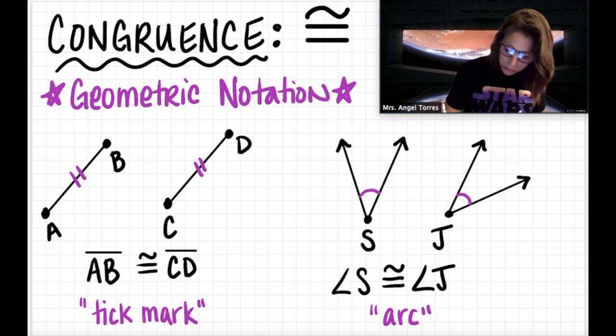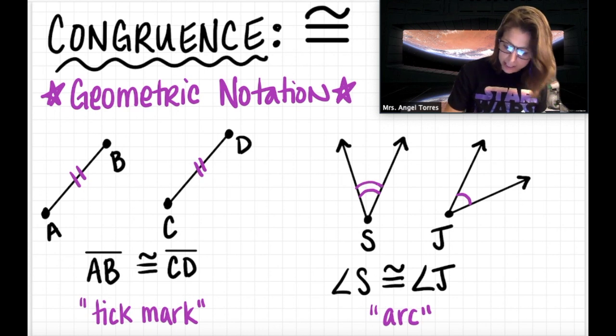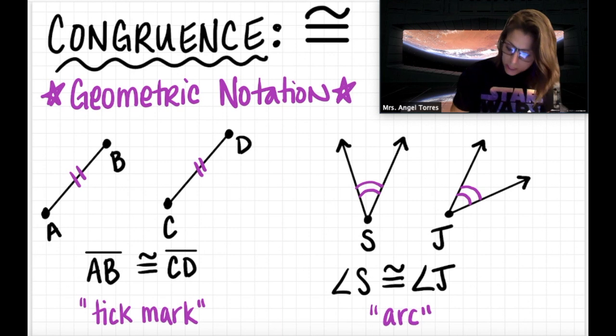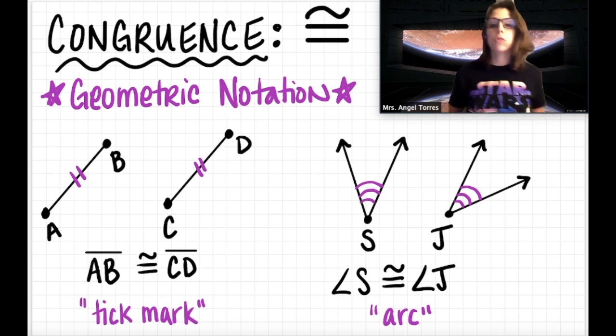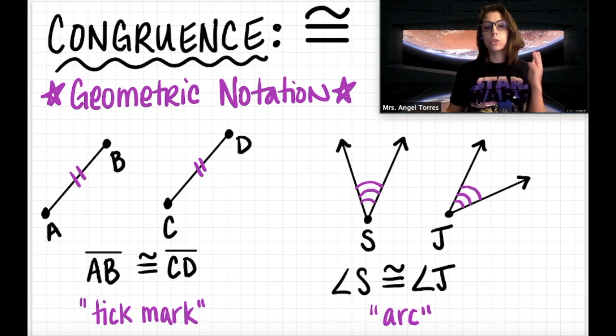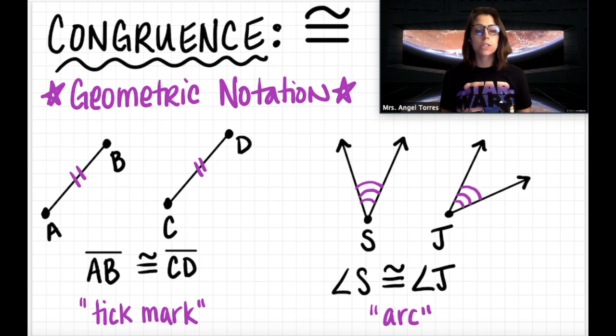If I chose to put 2 arcs inside of angle S, then I'd have to put 2 arcs inside of angle J. Or let's go wild, put 3 arcs in angle S, then I'd have to put 3 arcs in angle J. So the amount of arcs will show you which angles are congruent to each other.